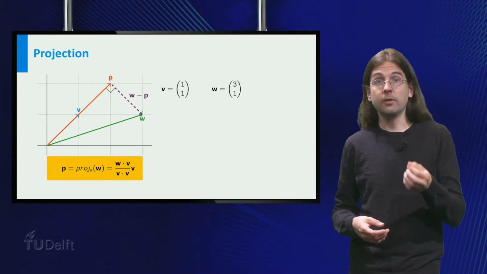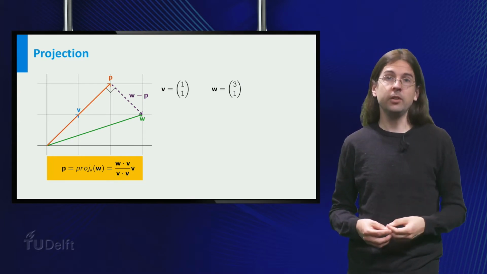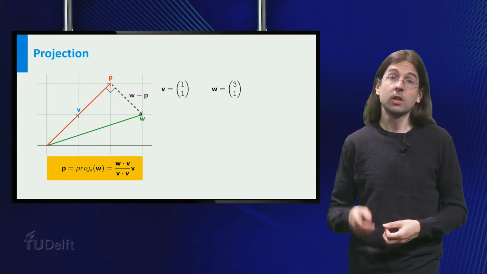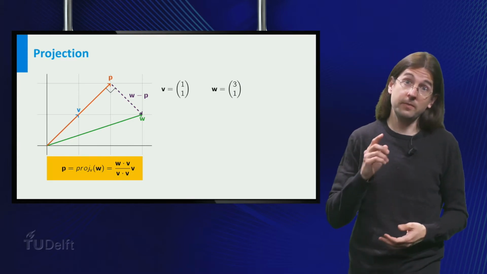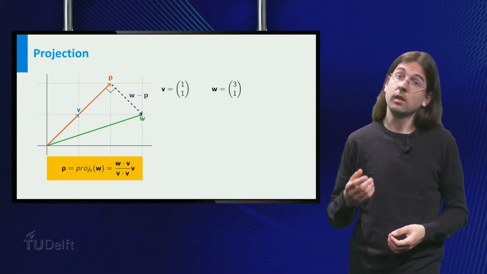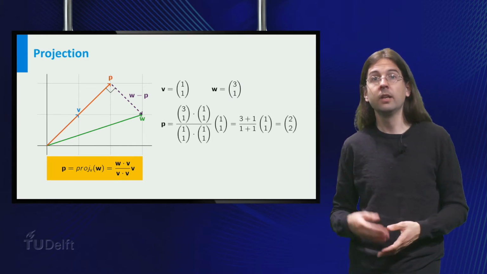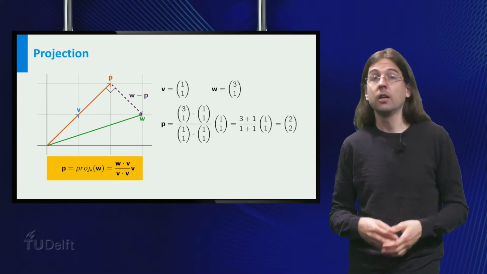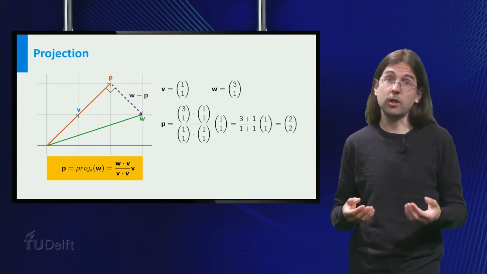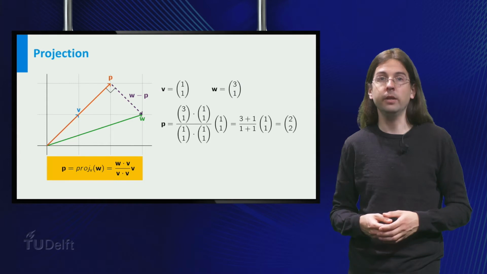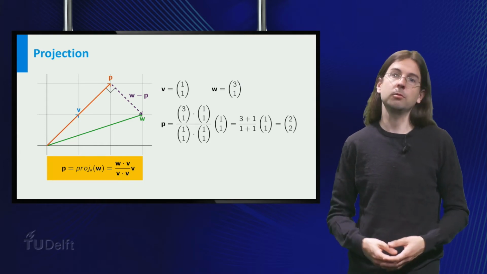Thus the quotient in front of V is indeed the ratio of two numbers. Recall that you cannot divide vectors. And indeed, W minus P, the vector (1, minus 1), is perpendicular to V, which you can check by calculating the dot product of V with (1, minus 1) and observing it becomes 0.